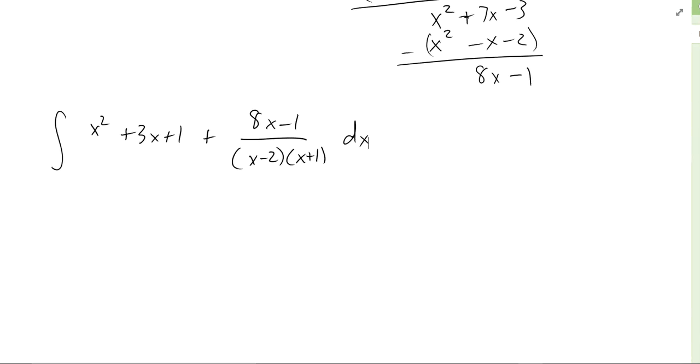All right, and the first part, that's really easy. I can just use our power rule to find that antiderivative. Do I want to do that now? Sure.